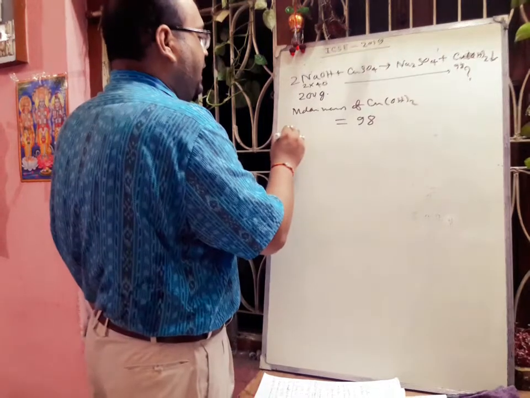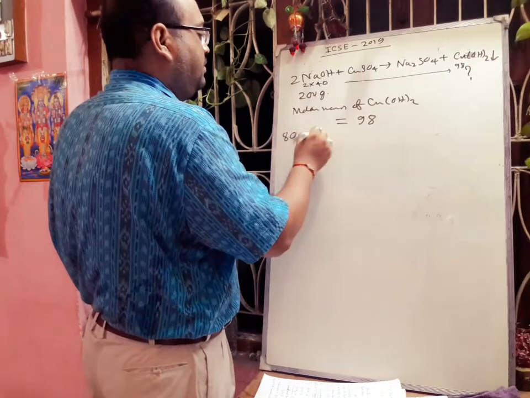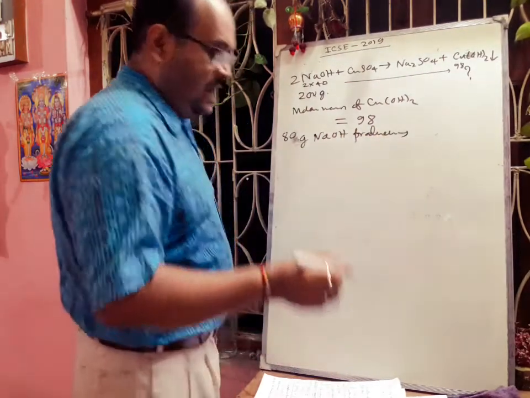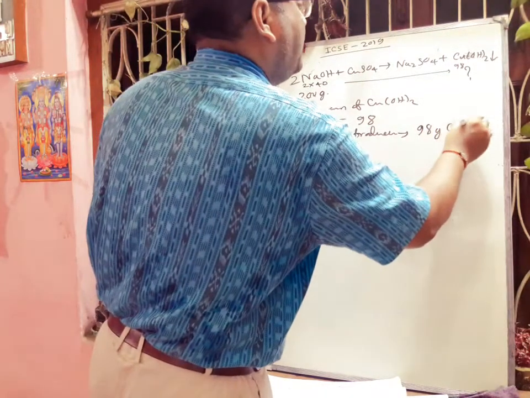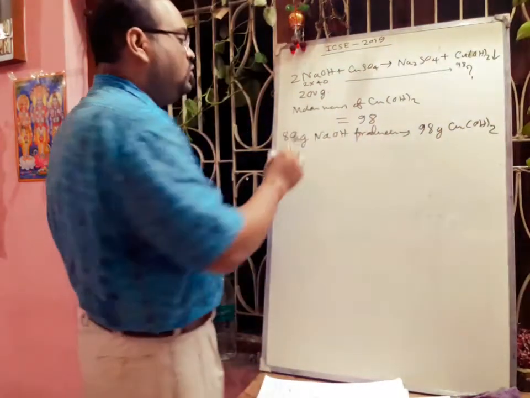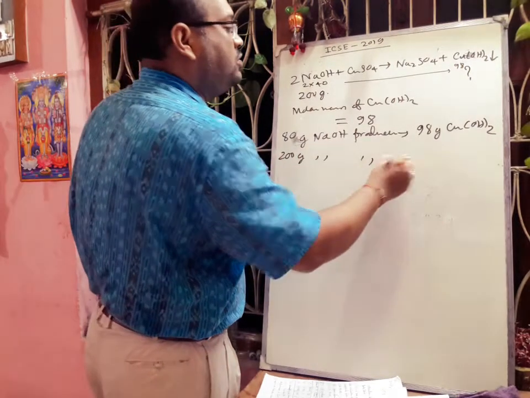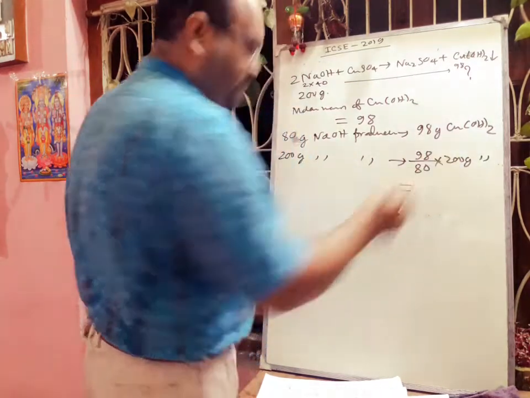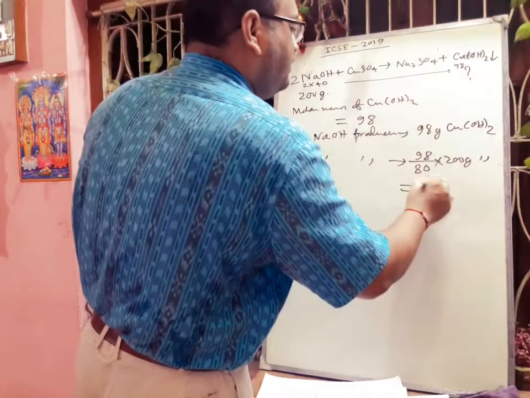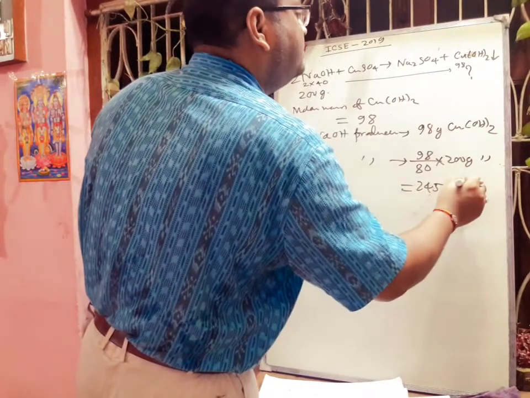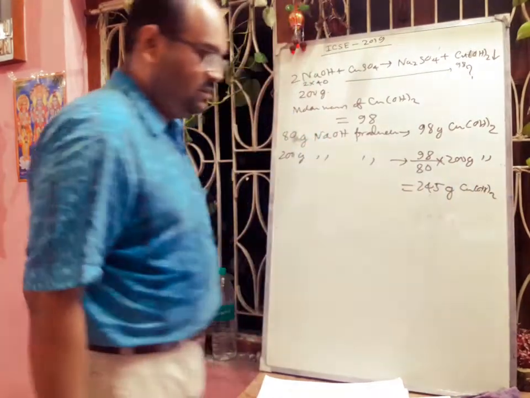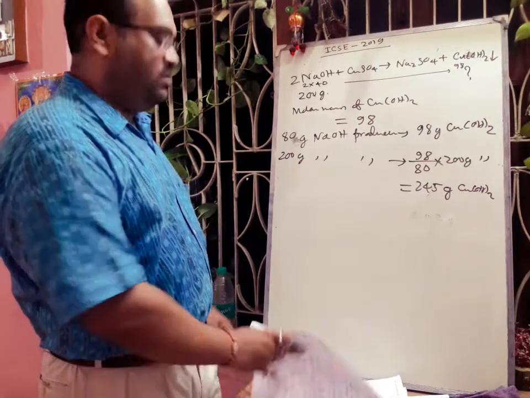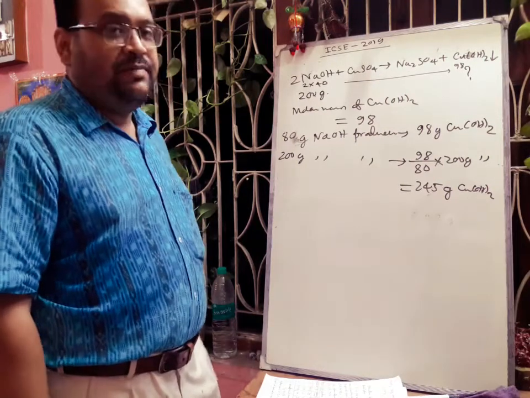So here you can write 80 gram NaOH produces 98 gram copper hydroxide. So 200 gram NaOH will produce 98 divided by 80 into 200 gram copper hydroxide. If you calculate it, you will get the value 244 gram. Sorry, 245 gram copper hydroxide. That will be your answer. Okay. Now the next question was, what is the color of the precipitate formed. You have to write the color of the precipitate formed is pale blue.